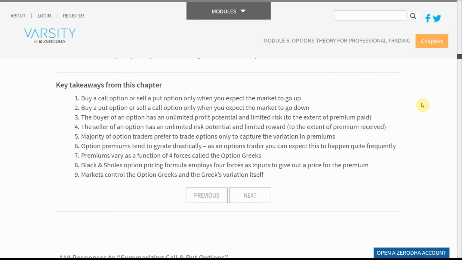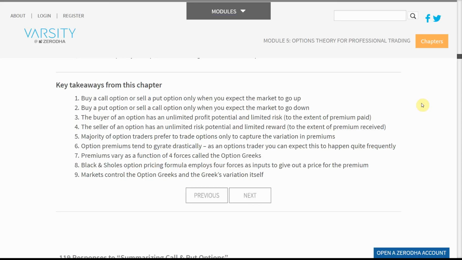Buy a call option or sell a put option only when you expect the market to go up. Buy a put option or sell a call option only when you expect the market to go down. The buyer of an option has an unlimited profit potential and limited risk to the extent of premium paid. The seller of an option has an unlimited risk potential and limited reward to the extent of premium received. Majority of option traders prefer to trade options only to capture the variation in premiums.